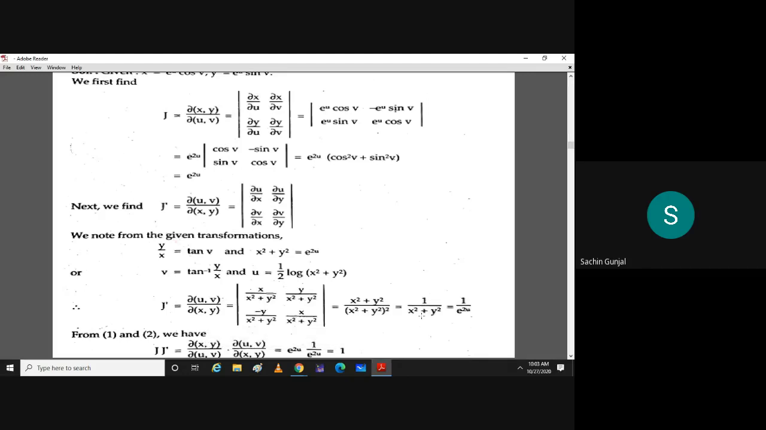But x square plus y square is nothing but e raised to 2u. So J dash is 1 by e raised to 2u. So if you take the product of these two Jacobians, you will get 1. Understood?